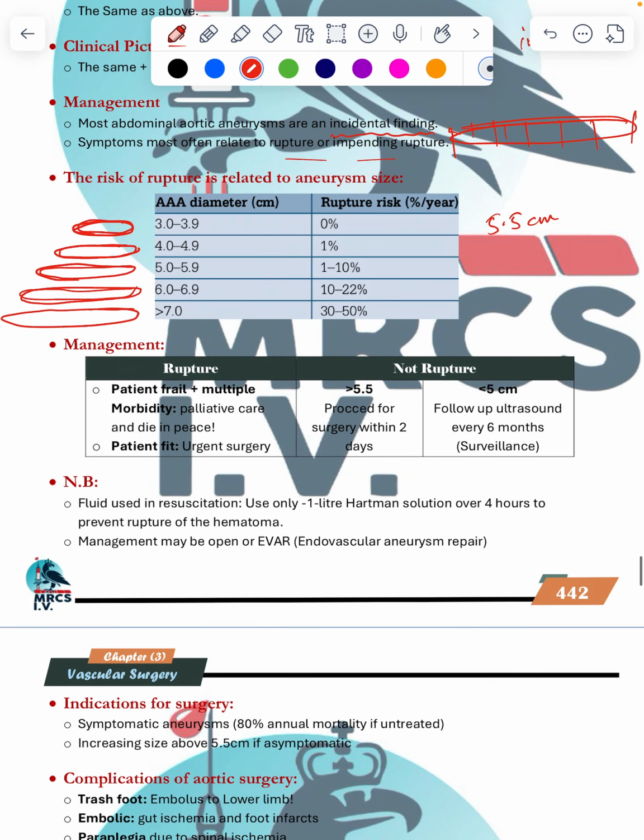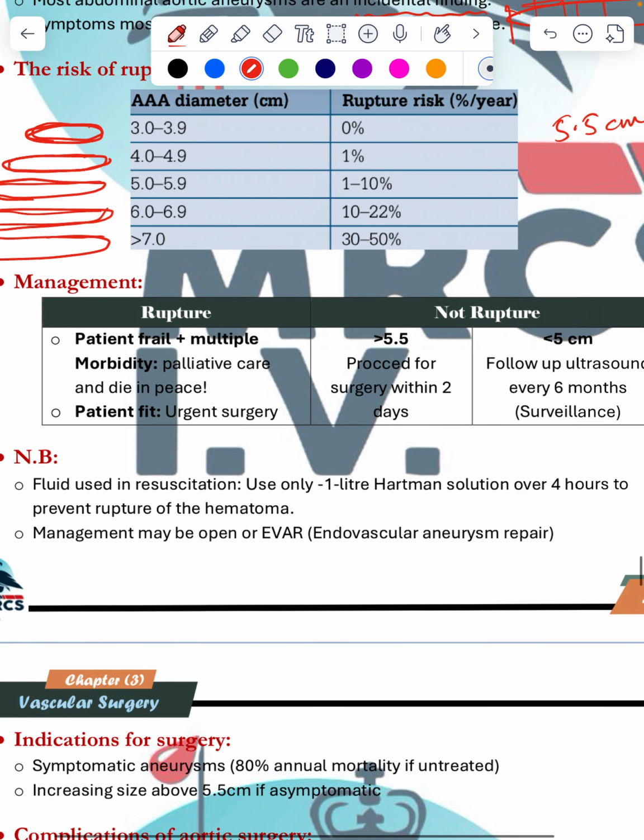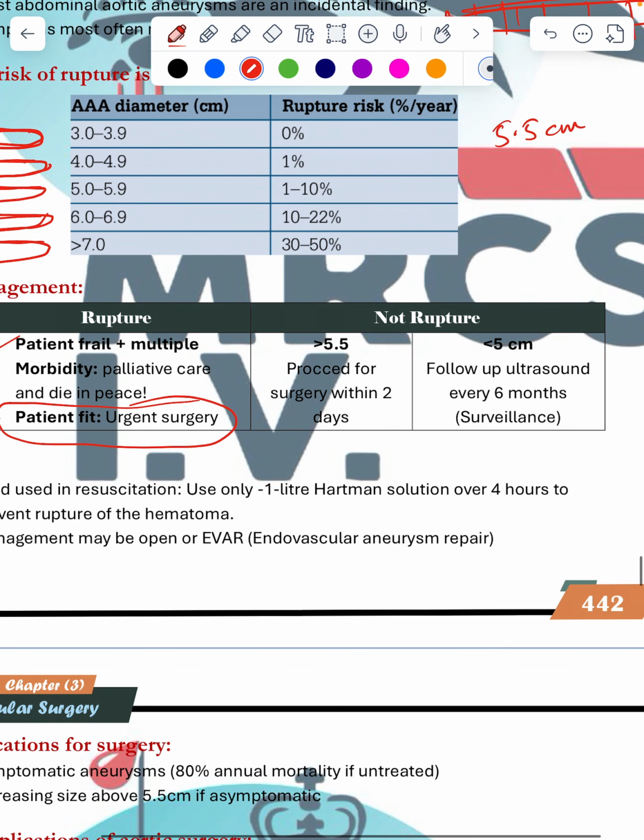Now rupture: if patient is frail plus multiple morbidity, palliative care, and die in peace. Patient fit, urgent surgery. If patient is unfit, let him die in peace, because once the abdomen ruptures, it is not possible. If not ruptured but more than 5.5, proceed with surgery within 2 days. You can't wait for a long time.